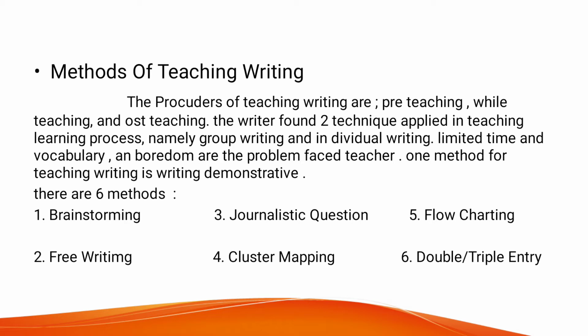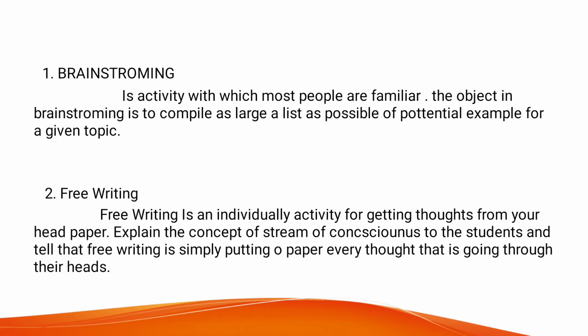There are 6 methods: brainstorming, free reading, journalistic question, cluster mapping, flowcharting, and double or triple entry. Brainstorming is an activity with which most people are familiar. The object in brainstorming is to compile as large a list as possible of potential examples for a given topic.